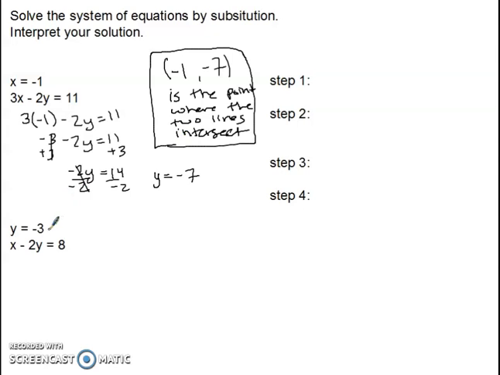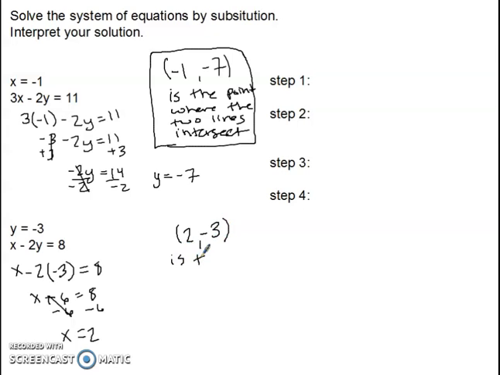Similarly, for our second one, I'm going to replace y, so I've got x minus 2 times y, which is -3, is equal to 8. x plus 6 equals 8, and subtracting 6 from both sides, x is equal to 2. So we found that 2 for x, and then we know y is -3, is the point where the two lines intersect.